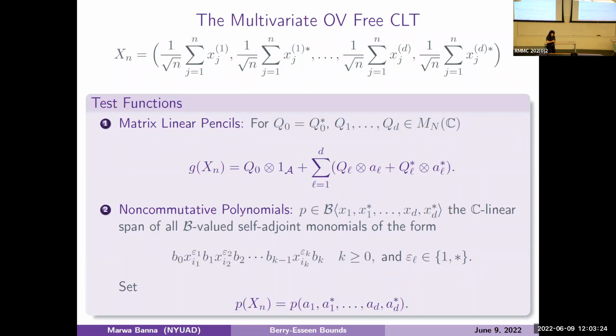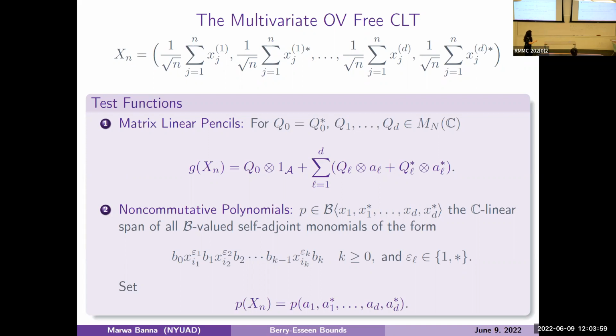The idea is that the larger the class of test functions is, the more information we can obtain. So we consider two classes of test functions. The first one is matrix linear pencils, which are linear in the elements but have matrix-valued coefficients. And the second class of test functions will be B-valued non-commutative polynomials in the indeterminates x1, x1 star, up to xd, xd star.